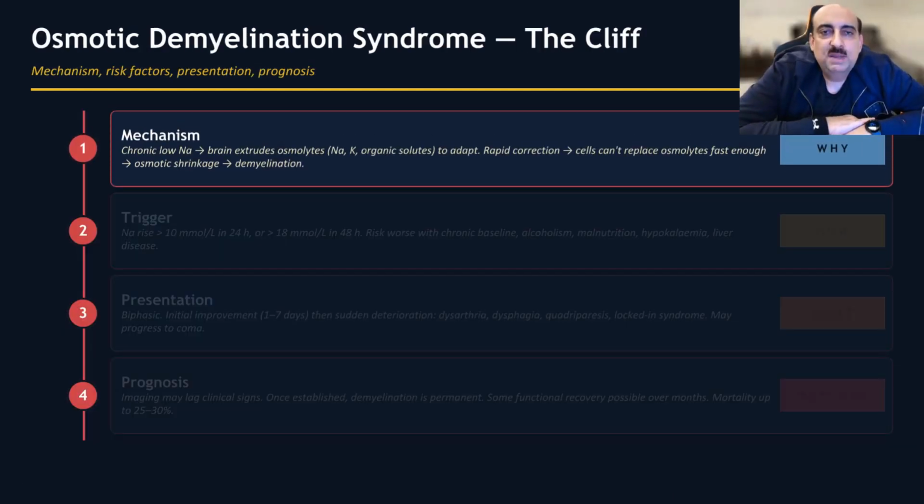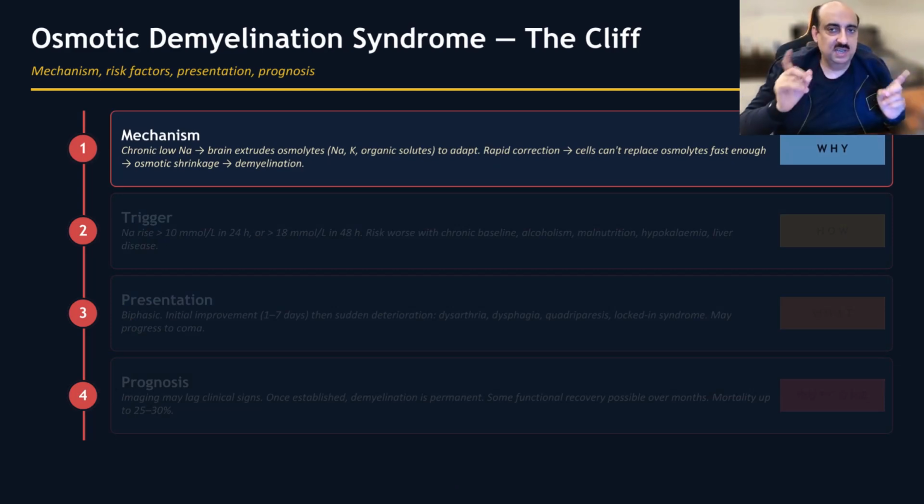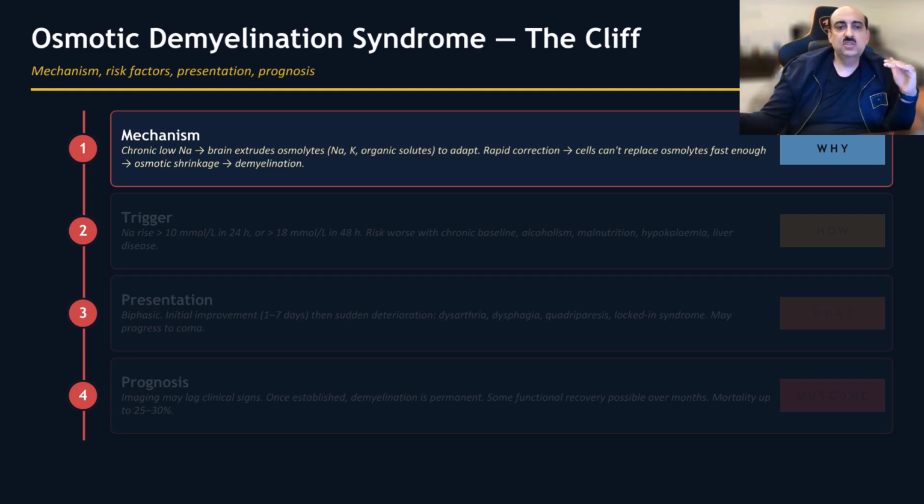So the osmotic demyelination syndrome, which is the cliff which we want to avoid in the first place. Number 1, mechanism. In chronic hyponatremia, the brain extrudes the osmolytes, for example, sodium, potassium, organic solutes, and it leads to equilibration, and hence the volume across the brain cells, the osmolality, is maintained across, and the brain has now adapted to the hyponatremia in the long run.